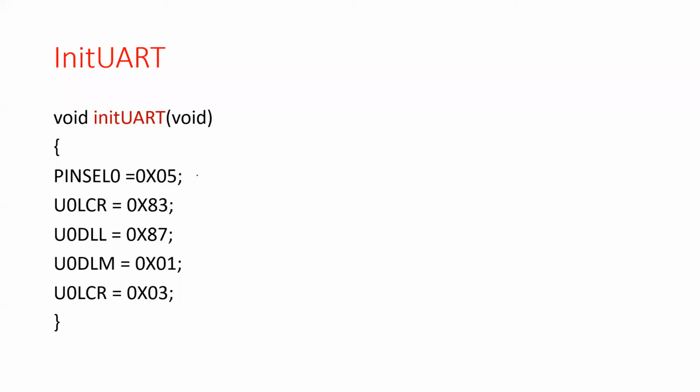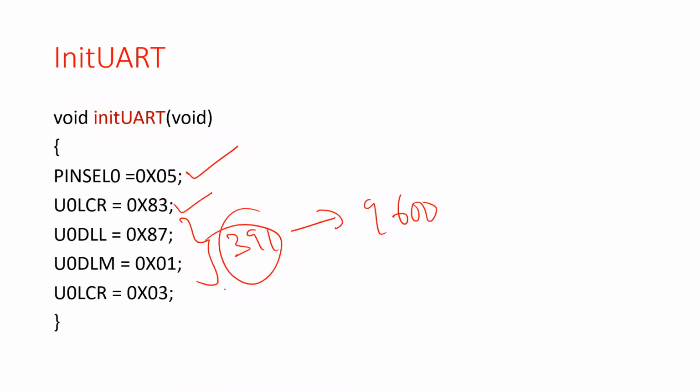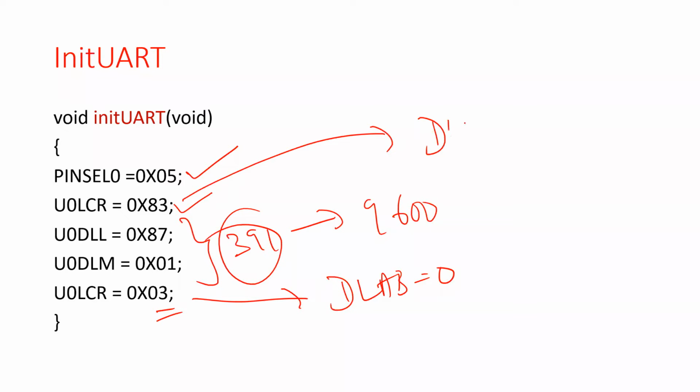So pin select 0, we make 05 for configuring port 0.0 and 0.1 as UART pins. 83 is for the first two bits 1 and DLAB bit equal to 1. And for DLL and DLM, we set 391 decimal for 9600 baud. And finally, we clear the DLAB bit equal to 0, and the first two bits remain as 1. This is regarding initializing UART.